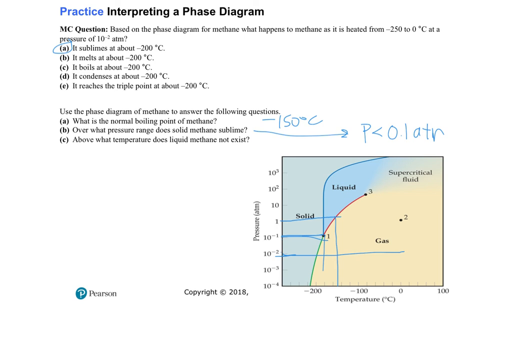And above what temperature does liquid methane not exist? So that's basically saying at what temperature is above the supercritical fluid. So we have our supercritical fluid happening at about negative 80. So we'll say greater than negative 80 degrees Celsius, we have supercritical fluid.